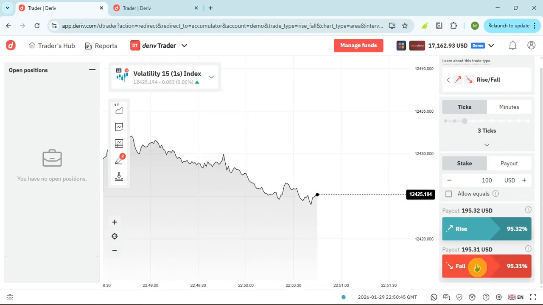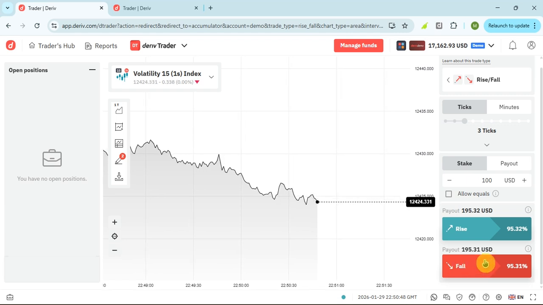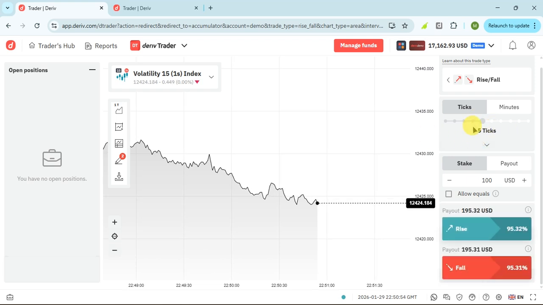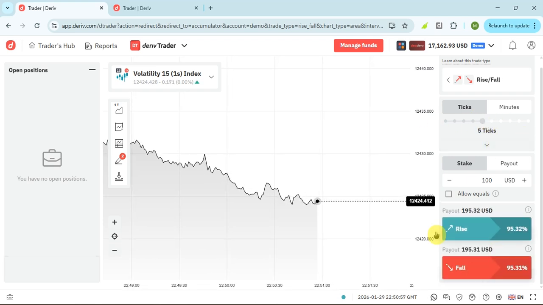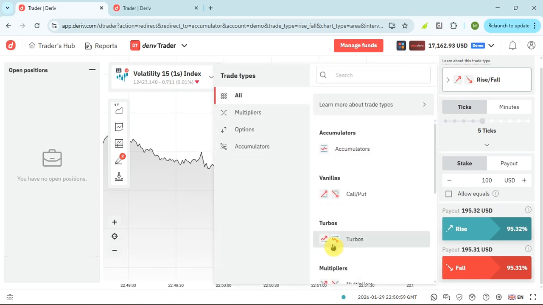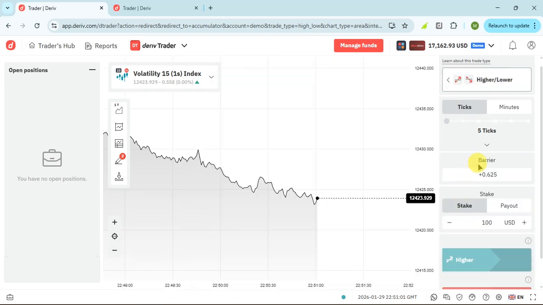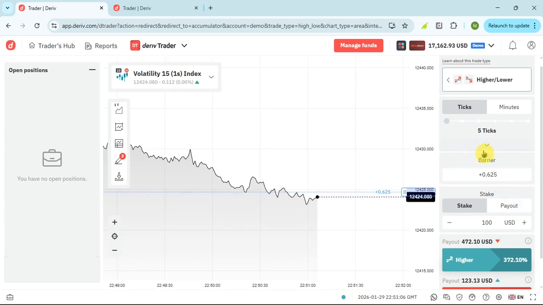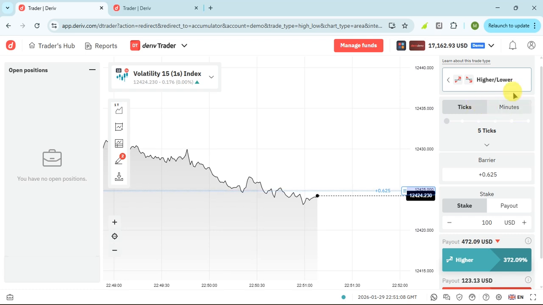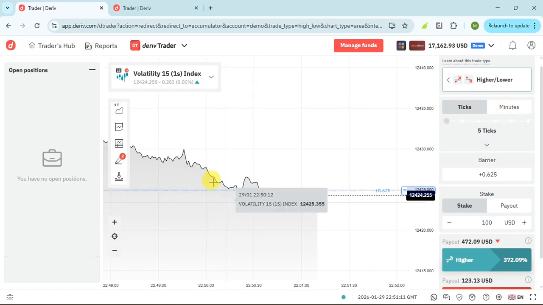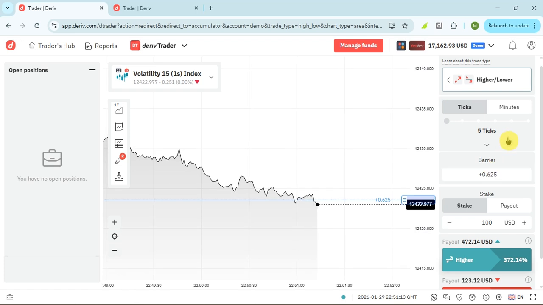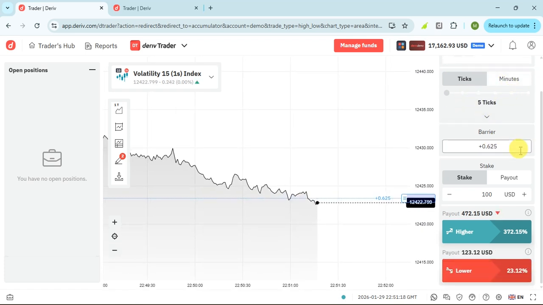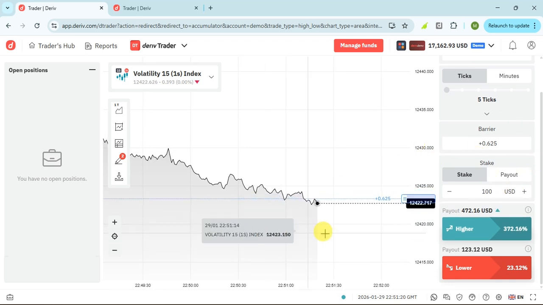When you enter a fall order, it means that you are predicting the market will be going down, and you also need to change these ticks. And then I will proceed to higher and lower. So here we have the higher and lower. What you need to know here is that we have the time frame, and it works the same as that of rise and fall. After that amount of ticks or time, that trade will be closed either on a profit or a loss.